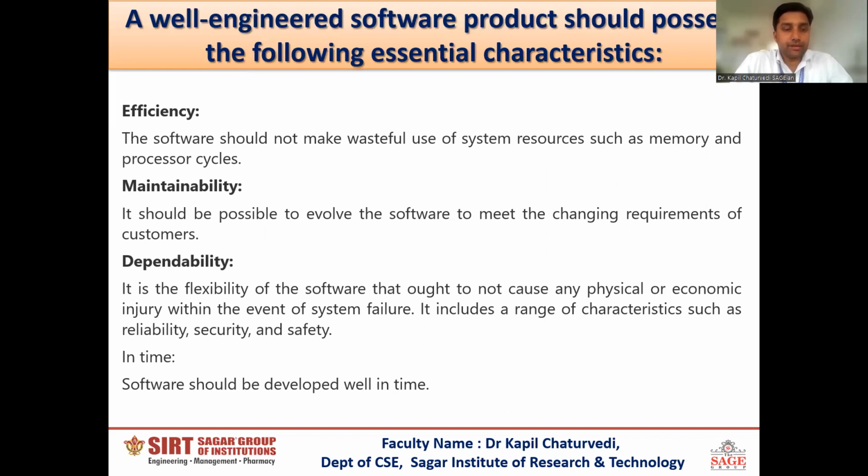Dependability. Dependability is basically the concept of coupling. It is the ability of the software to not cause any physical or economic injury in the event of system failure. It includes a range of characteristics such as reliability, security, and safety. So if we develop an application for a bank, and that application is not reliable, that application is not secure, and we cannot put our trust in that application, then that application will fail.